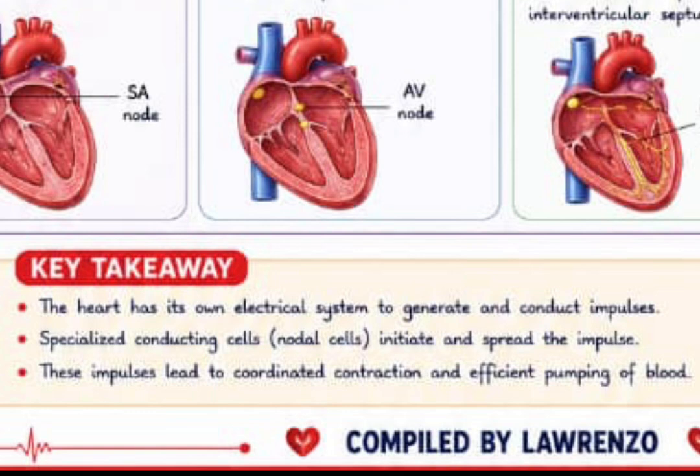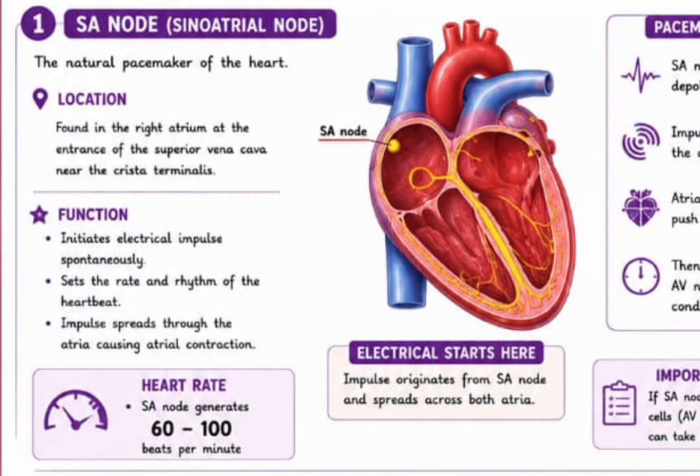So now we want to look at the conducting cells one by one. The first one we'll start with is the SA node. The SA node is called the sinoatrial node.